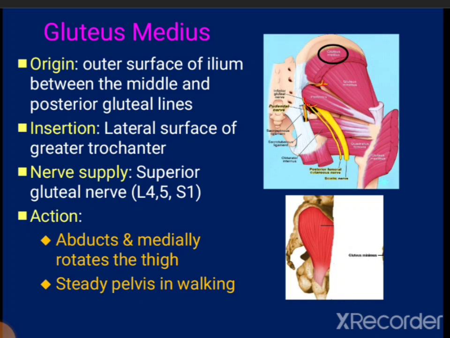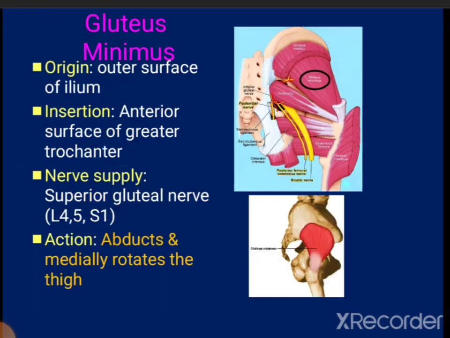Gluteus medius arises from the outer surface of ilium between the middle and the posterior gluteal lines, and is inserted on the lateral surface of the greater trochanter. It is supplied by the superior gluteal nerve. Action: it abducts and medially rotates the thigh, and steadies the pelvis in walking.